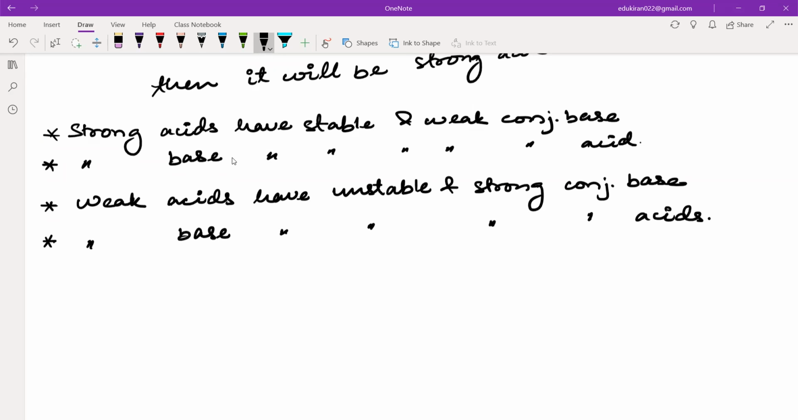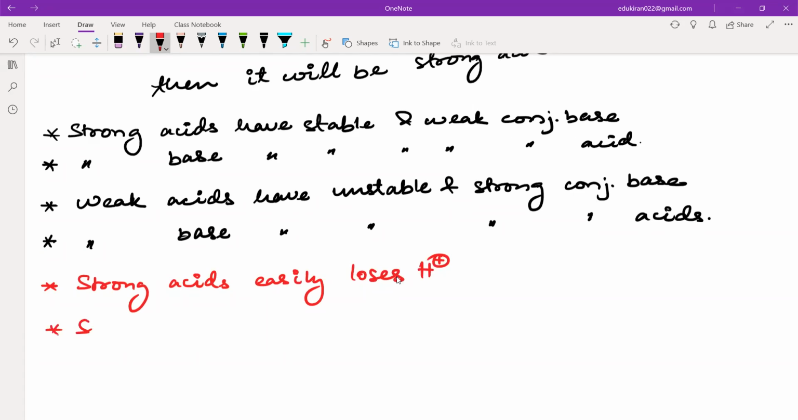Now, these 4 points, I hope these are easy. You understand all of these points, right? Yes, sir. Also, you can write strong acids easily lose H plus.